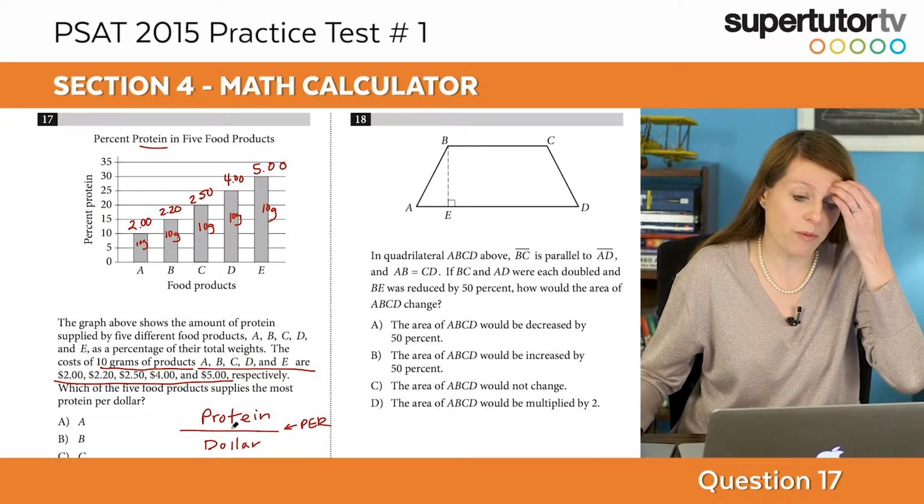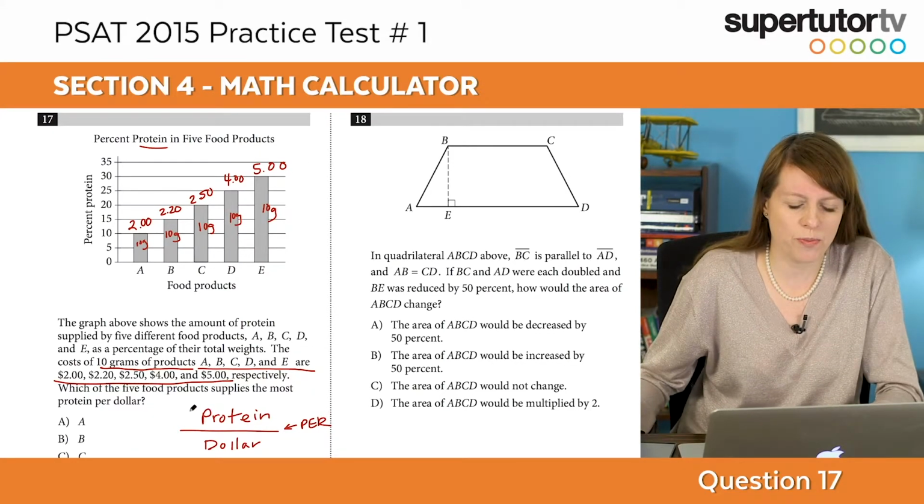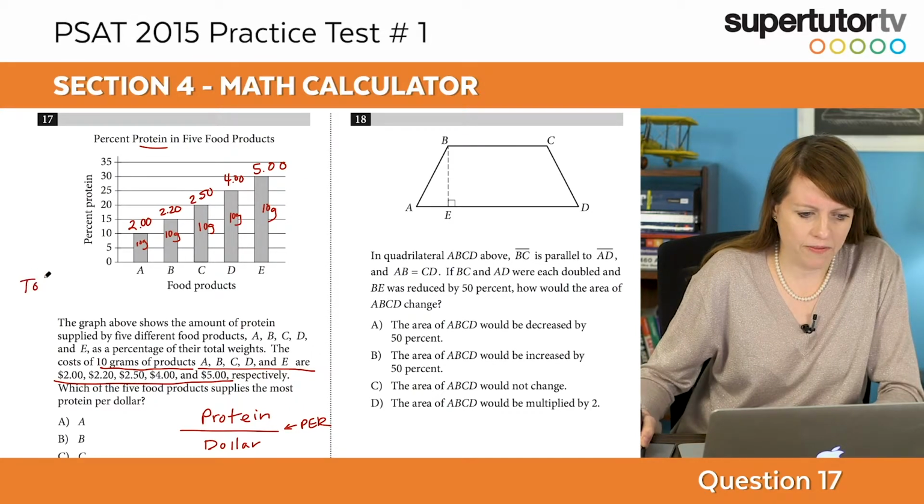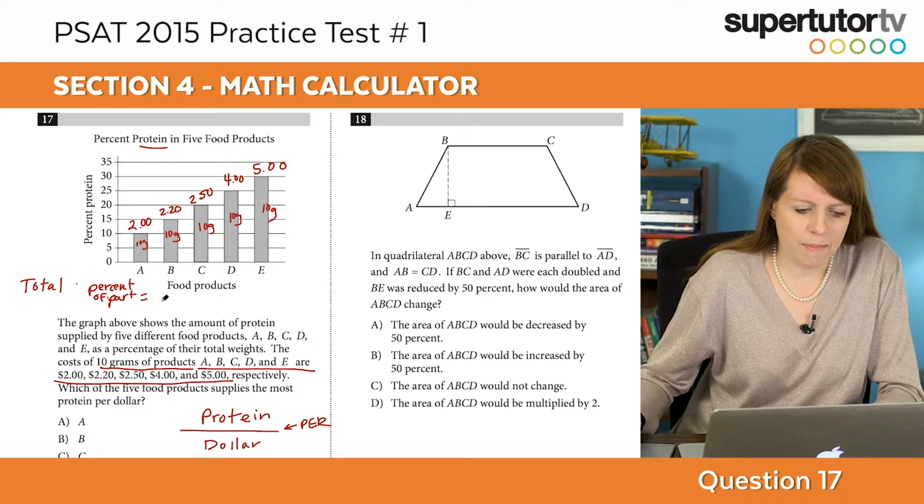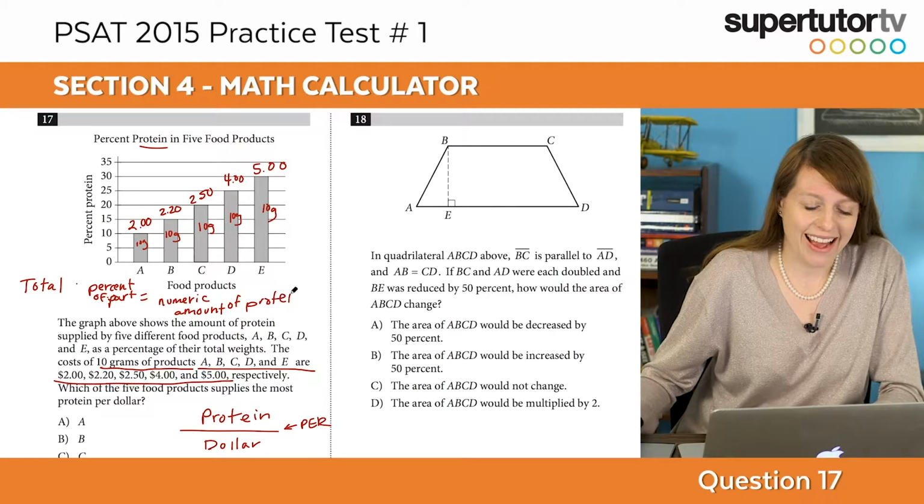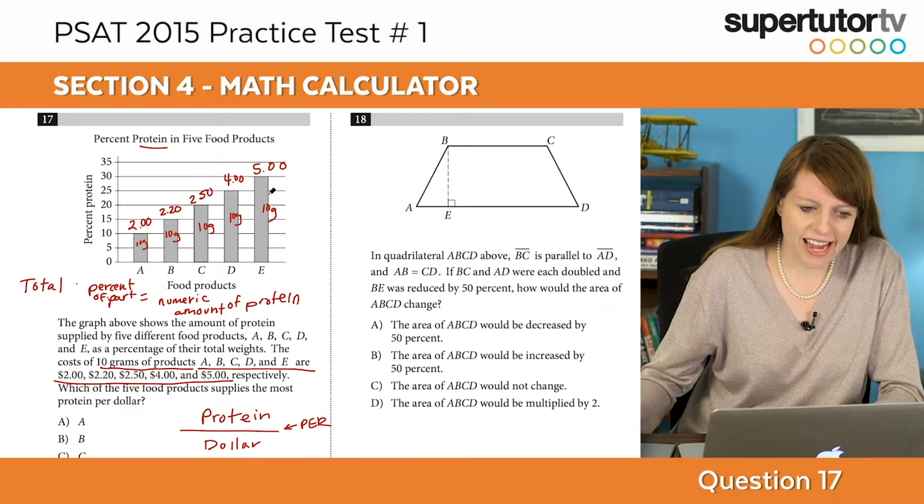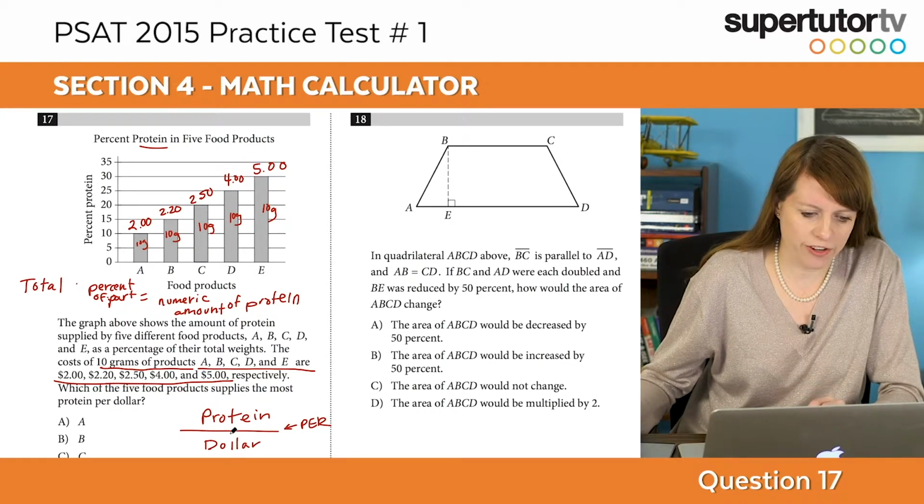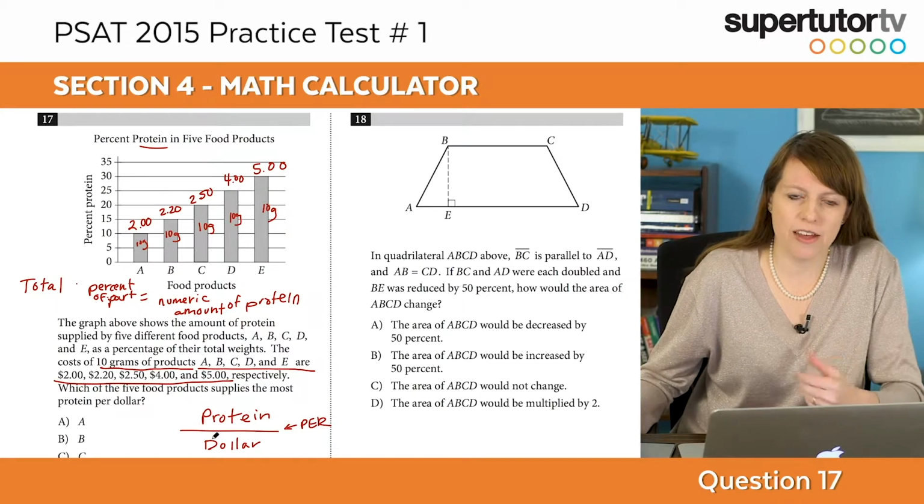So how do I get protein per dollar? Well, I'm going to have to know how many dollars I paid, and then I need to know how much protein there was. So how do I figure out how much protein is in all of these 10-gram samples that I bought? Well, I'm going to take my total times my percent of the part, and that's going to get me my numeric amount of protein. Okay, because right now I don't have a numeric amount of protein. I have a percent of protein. So I can't just put these percents over the dollars. That's not going to work. I have to figure out how many grams of protein I have over the dollars because I want the most amount of protein, not the most percent of protein.